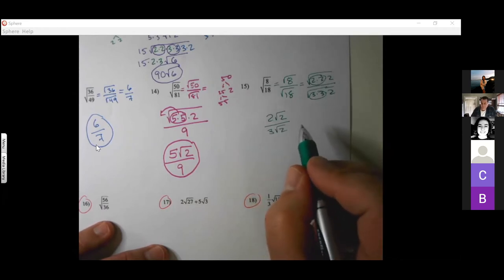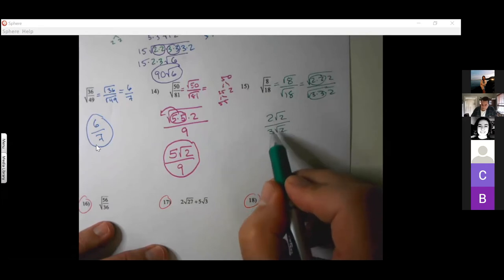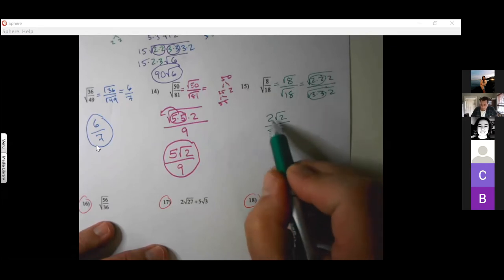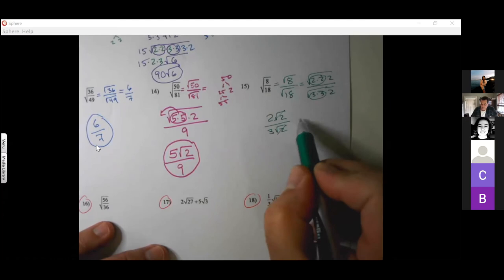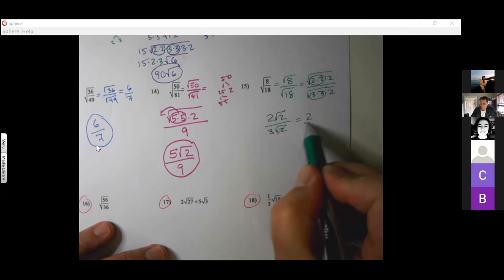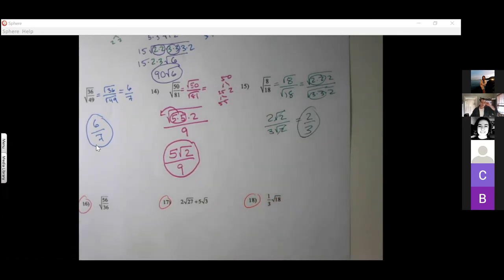And just as if we were simplifying and I had something like 2 times 6 and 3 times 6, the 6s would cancel. This is being multiplied times the top and the bottom. Therefore, it's going to cancel. I'm going to get 2/3.